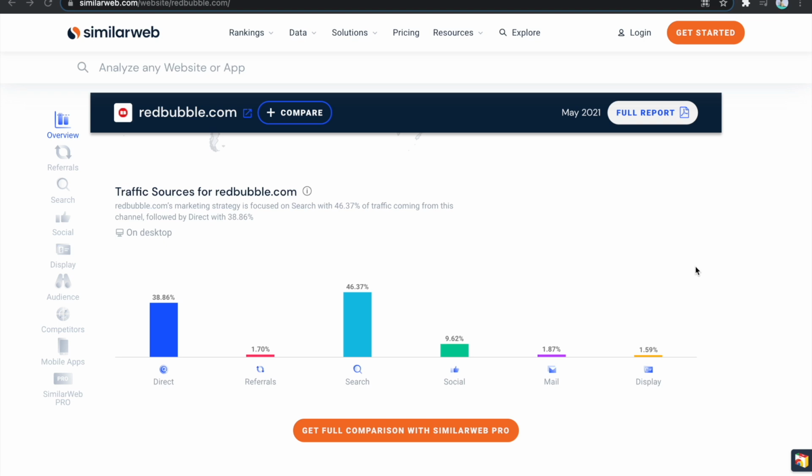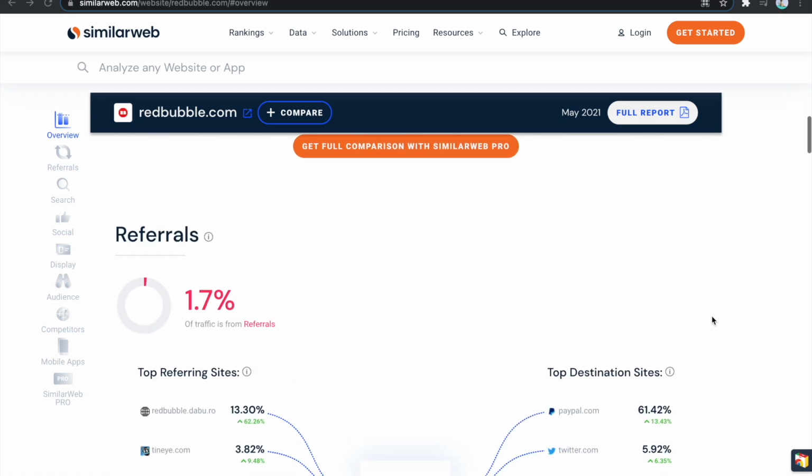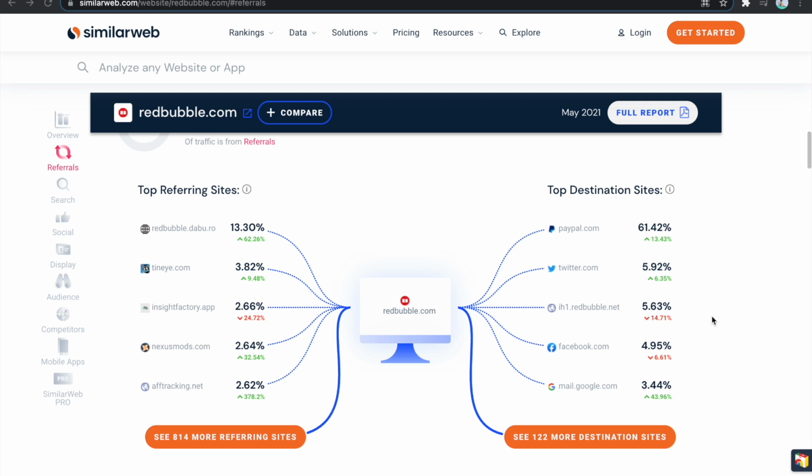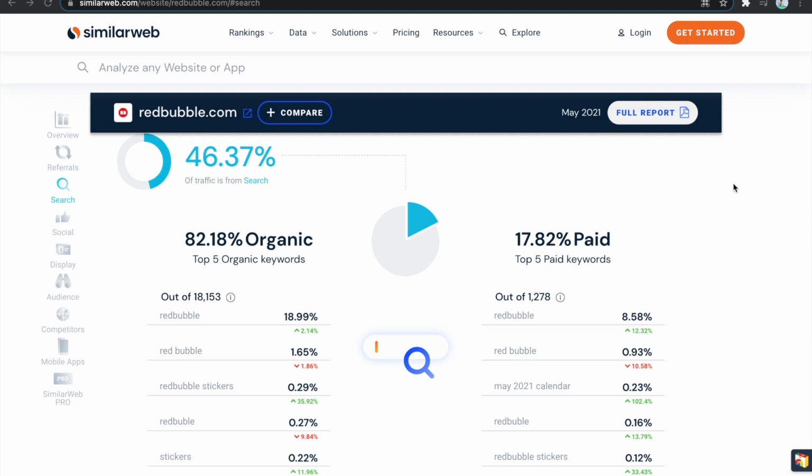Down below, we have traffic sources, which are 46.37% of all their traffic from search engines, as well as 38.86% direct traffic. Social traffic is less than 10%, and less than 2% are referral links, referrals from websites like Redbubble.dabu.ro, TinyEye, Insight Factory, Nexamodes, App Tracking, PayPal, Twitter, and Facebook, which is listed here even though Facebook itself is also a part of the social media.